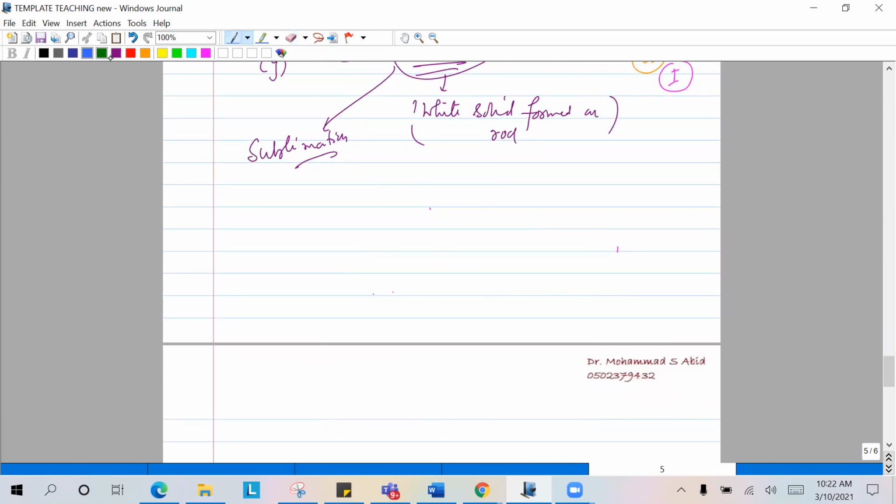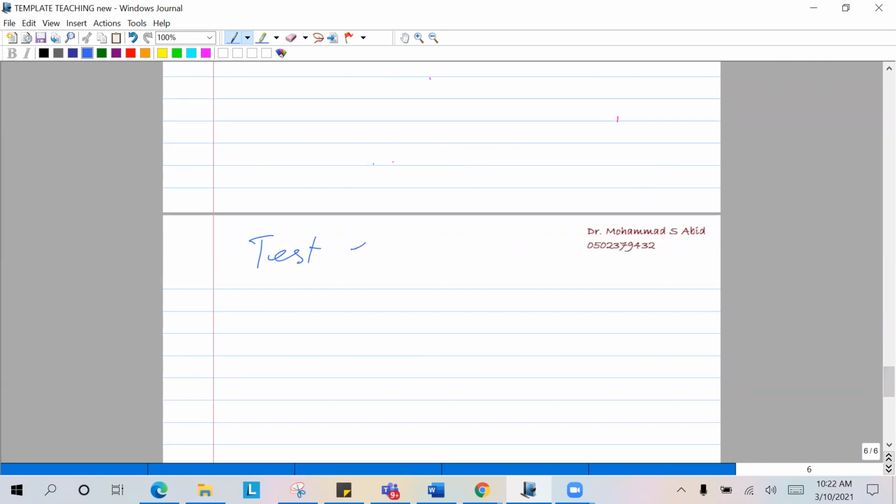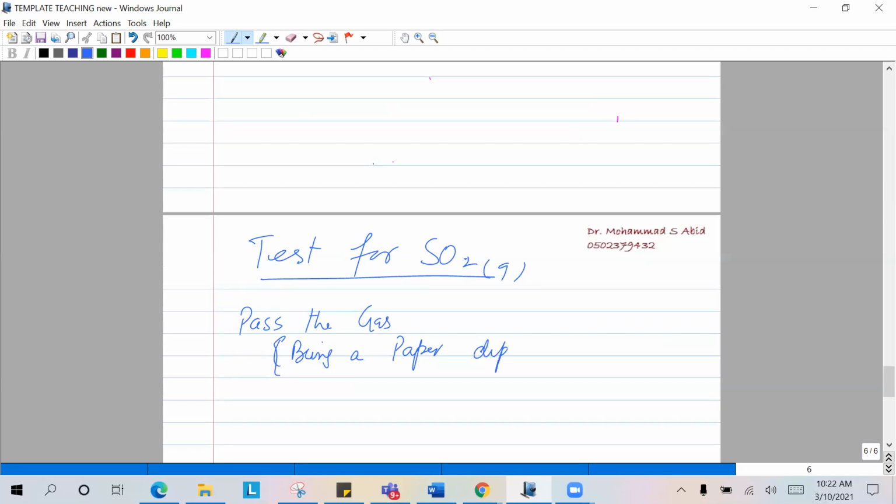Next, we did the test for HCl. The other gas that was coming out was sulfur dioxide. So we will test for sulfur dioxide. Now, sulfur dioxide is a gas. Either you say pass the gas, or better, bring a paper, because there are many things coming out from the test tube. So bring a paper dipped in potassium dichromate solution near the mouth of the test tube.